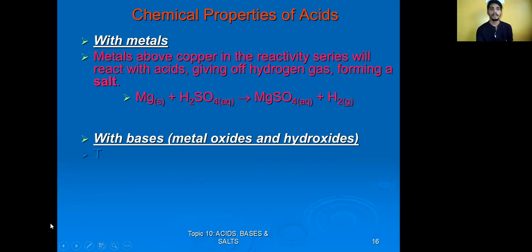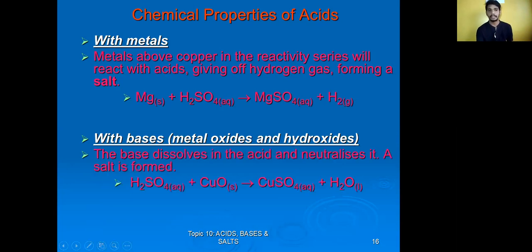Now the second is the reaction with bases, metal oxides and hydroxides. The base dissolves in the acid and neutralizes it. We know that neutralization reaction is also a salt formation reaction. So what is a salt? It is the addition of the acid part and the base part, which leads to the formation of salt. If you add aqueous H2SO4 along with copper oxide, it leads to the formation of CuSO4 along with water. So what is the salt over here? CuSO4 is termed as a salt. So H2SO4 reacts with CuO, that is copper oxide, leading to the formation of water along with the salt.